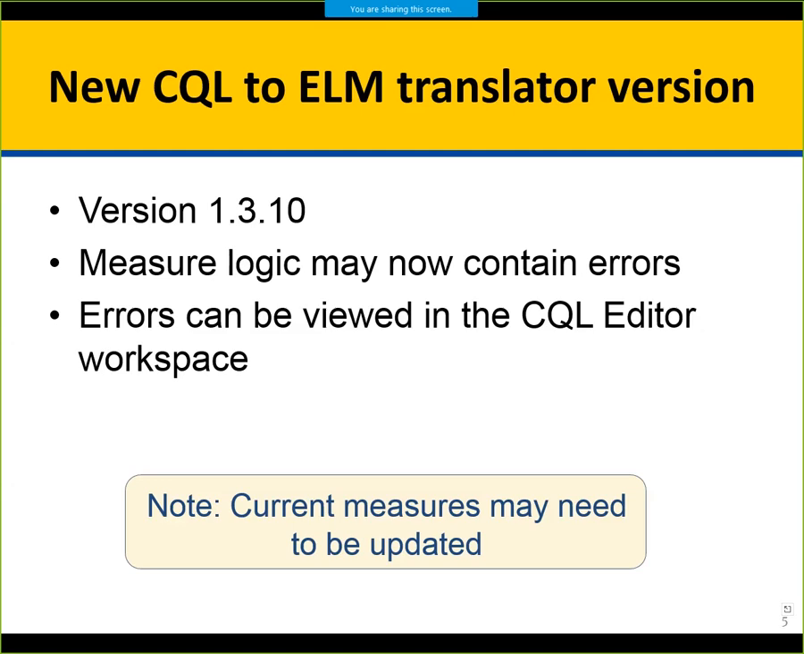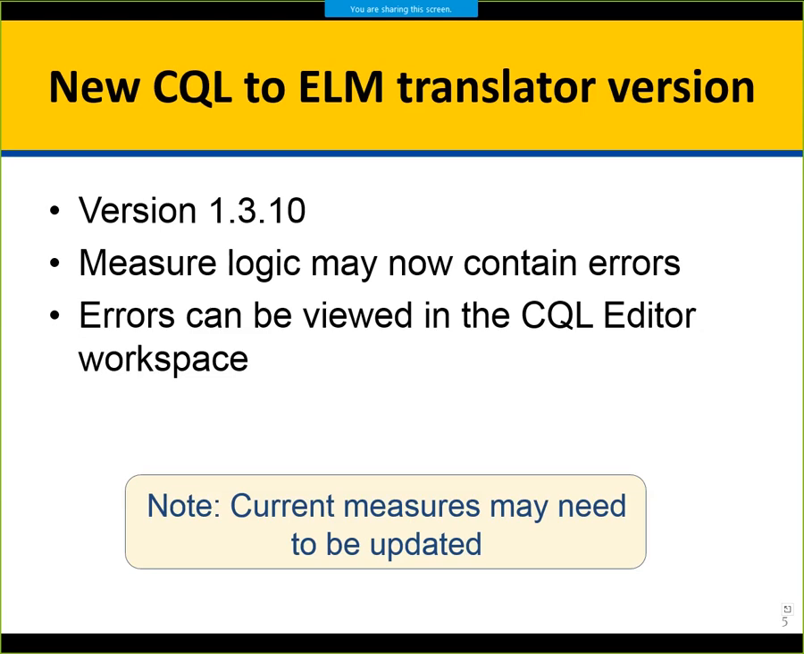The MAT version 5.6 now uses the 1.3.10 release of the CQL to ELM translator, which is used to validate your CQL logic within the system. This means that CQL logic that passed the translator in the previous version of the MAT may now contain errors that will need correction. Those errors can be seen in the View CQL section, in the CQL workspace, and the CQL composer tabs.